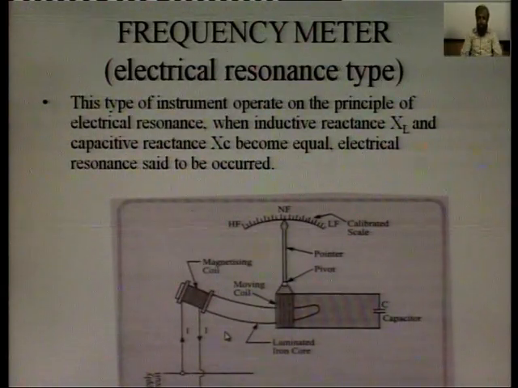Now, frequency meter, electrical resonance type. This type of instrument operates on the principle of electrical resonance. When inductive reactance XL and capacitive reactance XC become equal, electrical resonance is said to have occurred. So when the inductive reactance XL becomes equal to capacitive reactance XC, then electrical resonance is said to have occurred.